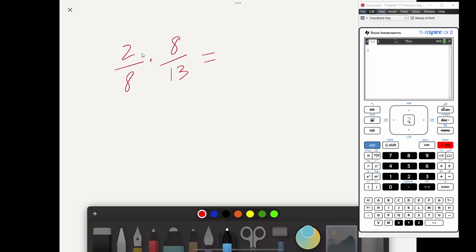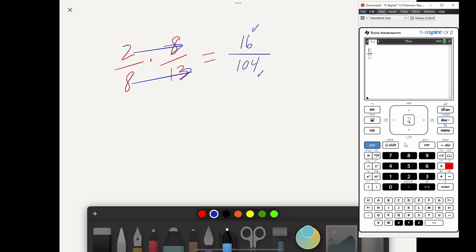On the screen you see I've got two fractions that I'm multiplying. I've got 2 over 8 times 8 over 13. Now, the traditional way of multiplying fractions is you just multiply straight across. So 2 times 8 is 16, and then 8 times 13 is 104. Now, I know that I can reduce this because both of these numbers are even. I also know that I can divide by 4 because both of the numbers are divisible by 4.